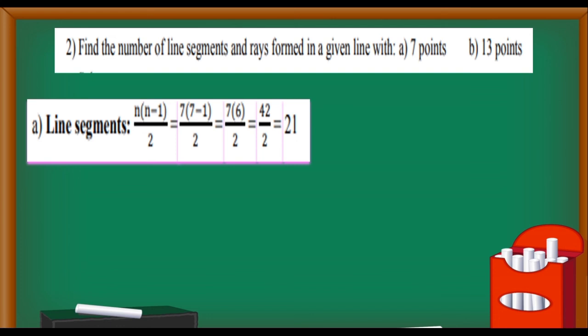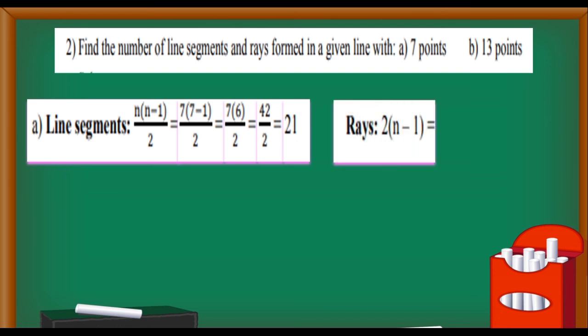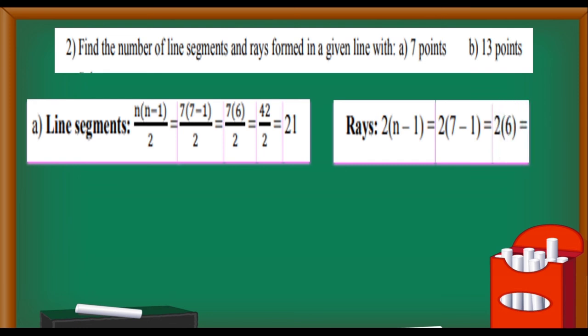So, how about rays? So, given po ang ray natin, ang formula ay 2 times the quantity n minus 1. Ayan. So, papalitan lang po natin ng n ng 7. So, 2 times the quantity 7 minus 1 and 7 minus 1 is 6. So, therefore, 2 times 6. Then, 2 times 6 is 12. So, therefore, 12 na rays ang mapo-form natin given ang 7 na points.